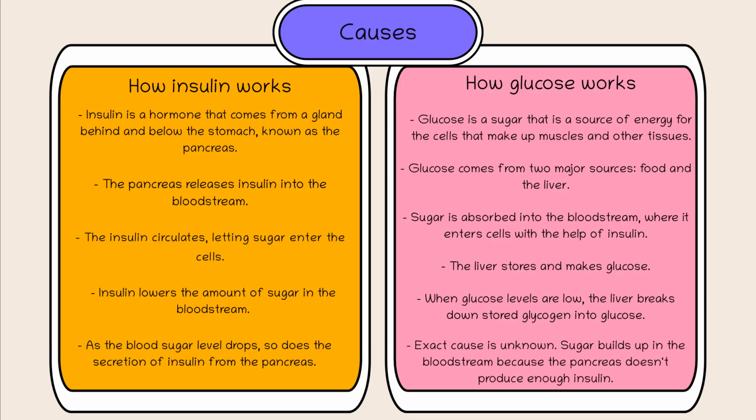The exact cause of most types of diabetes is unknown. In all cases, sugar builds up in the bloodstream. This is because the pancreas doesn't produce enough insulin.